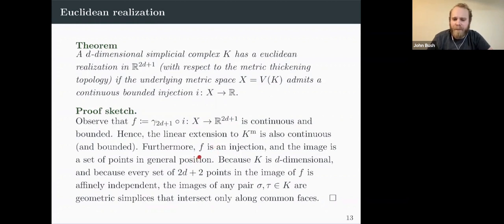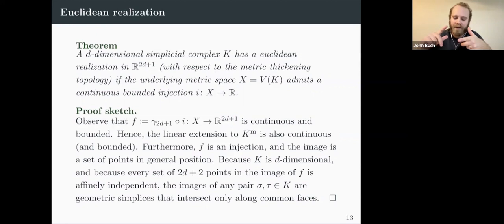Furthermore, F is an injection, and I'm using that property of the moment curve map, so that the image is a set of points in general position. Now K is d-dimensional, which means that every simplex has at most d plus 1 vertices. So if I consider two different simplices, together they have at most 2d plus 2 vertices. And this is a set of points in general position along the moment curve in R^{2d+1}, which means that those points are affinely independent. And a property of affinely independent sets is that every point in the convex hull of that set has a unique representation in terms of its barycentric coordinates. It has a unique collection of lambda_i's in that convex combination.